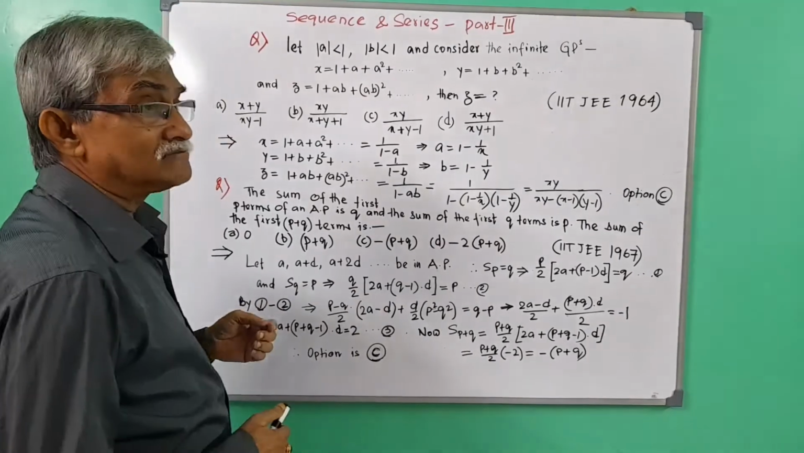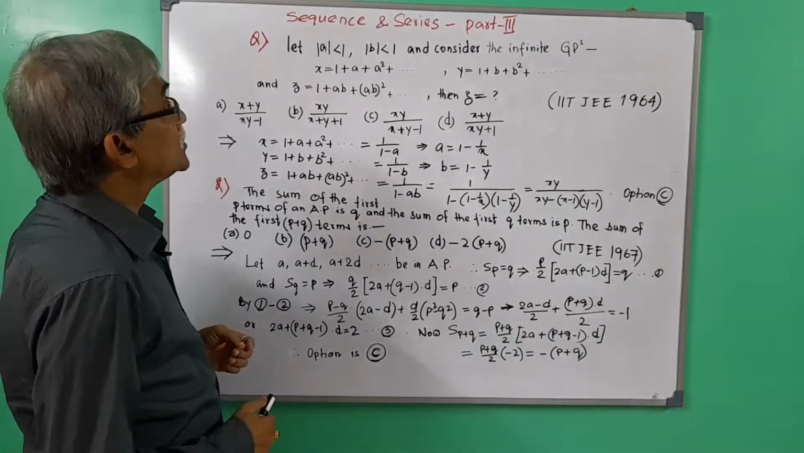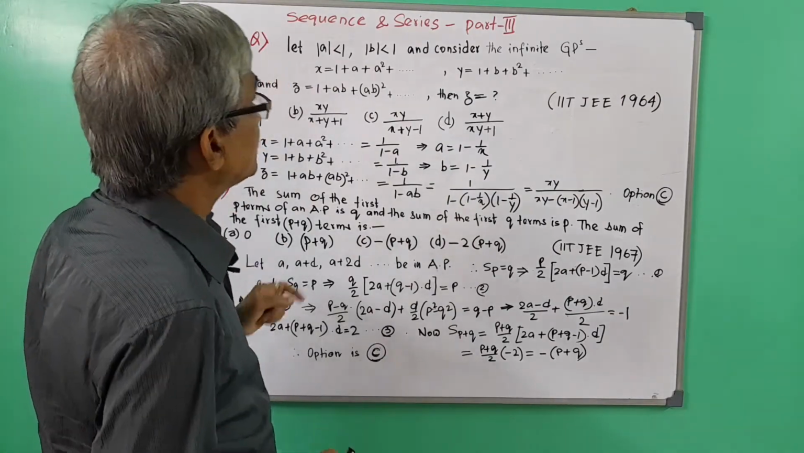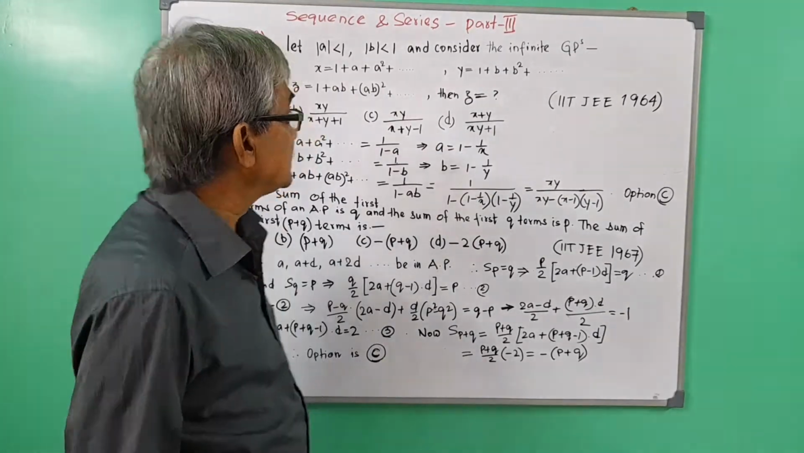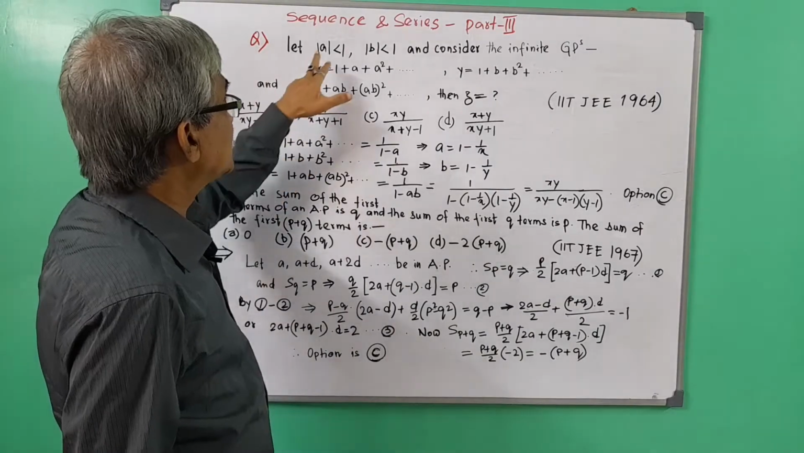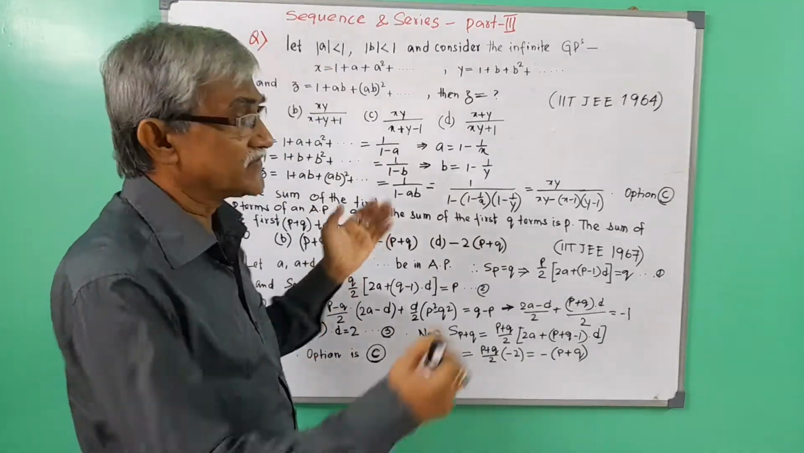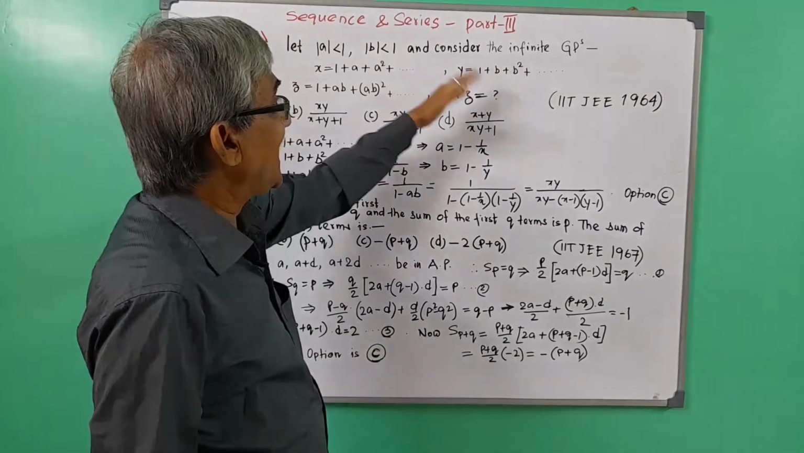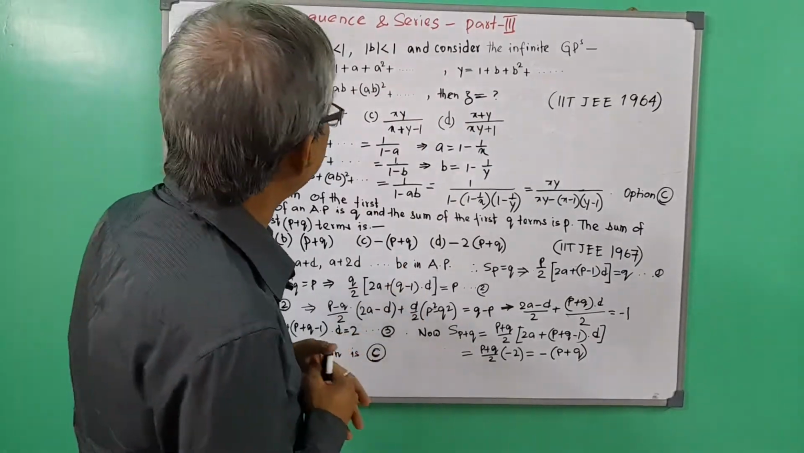So let us take some more examples on GP that we had continued. The first question is from the IIT JEE exam 1964. Let modulus A be less than 1, that is, lying within minus 1 and plus 1. Modulus B is less than 1, and consider the infinite GPs.